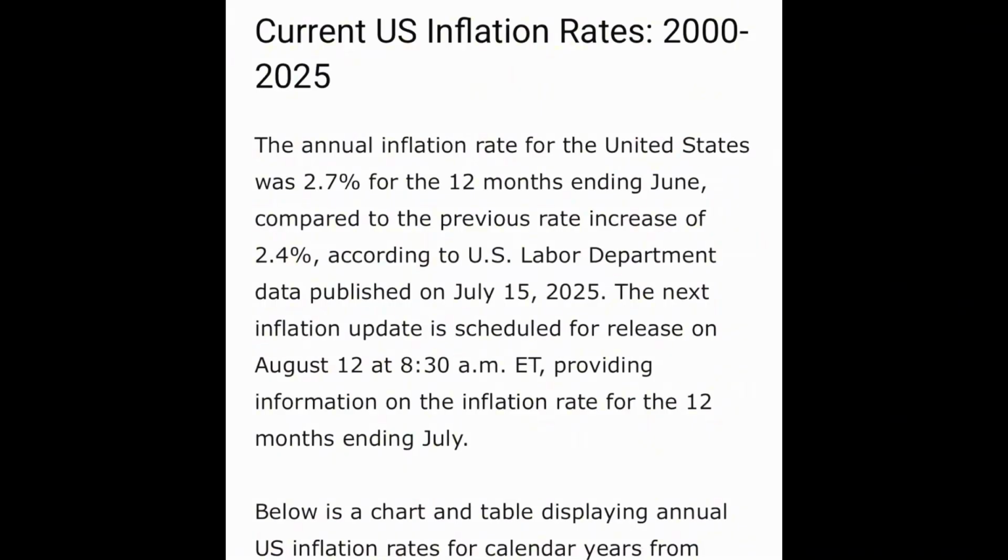What is the current rate of inflation? As of June 2025, US inflation stands at 2.7%, which has increased from May at 2.4%. So it's increased by 0.3%. But that's still a lot considering what the target is supposed to be.